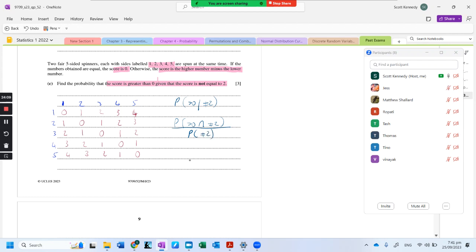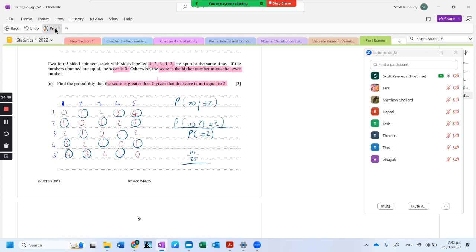Now, what's the probability that it's greater than 0 and not 2? So you can see all the ones greater than 0 and not equal to 2. 1, 2, 3, 4, 5. Oh, wait, not that one. So 1, 2, 3, 4, 5, 6, 7, 8, 9, 10, 11, 12, 13, 14. So I think it's 14 out of, what's that, 5 5 is 25. So 14 over 25. And then on the bottom, not equal to 2.